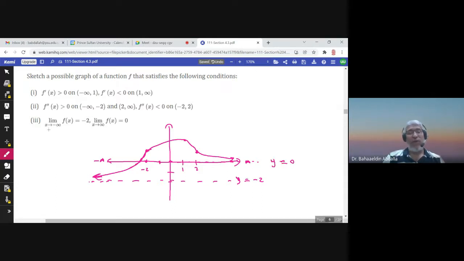So this is what we find out from part triple I. You remember the definition of the horizontal asymptote. How do you find the horizontal asymptote? You find the limit when x approaches infinity or negative infinity. If the answer is a number, then y equals -2 is a horizontal asymptote, and y equals 0 is a horizontal asymptote. So now this graph satisfies all the conditions. Let me graph this concave down, okay? All of this concave down. Yeah.